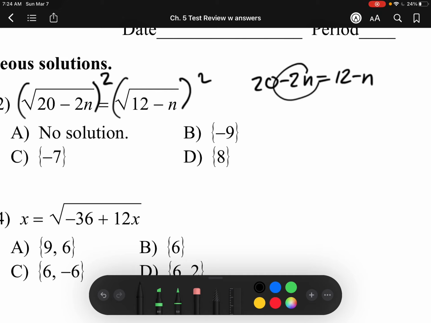So I want to make my variable positive, so I'm going to move this negative 2n to the right side, and I'm going to do that by adding 2n.